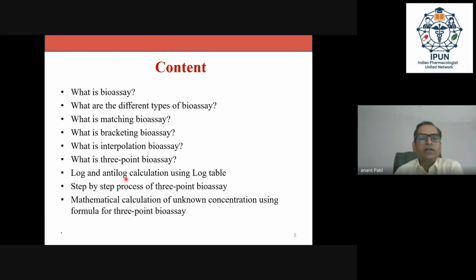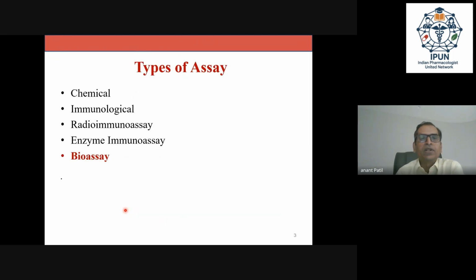And once we do that, then finally we go and take a dummy exercise and start doing the calculation of the unknown concentration using the 3-point bioassay. And that would be mathematical calculations. I would be demonstrating step by step using Excel sheet.